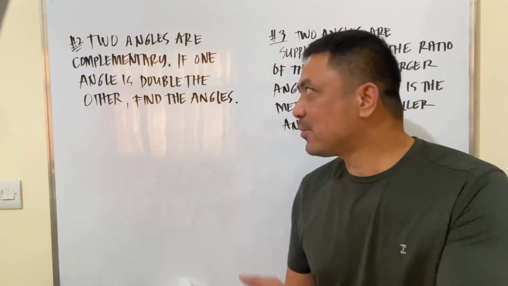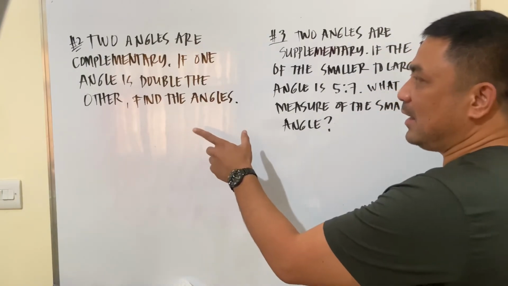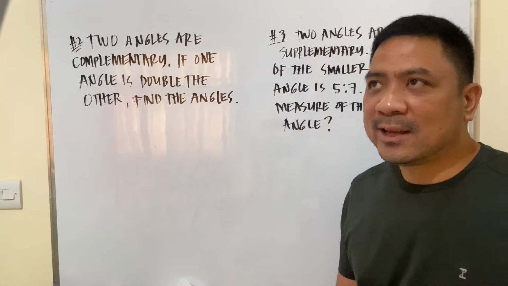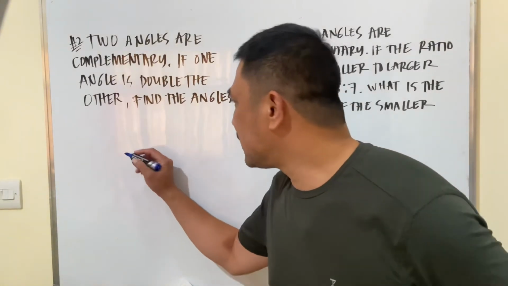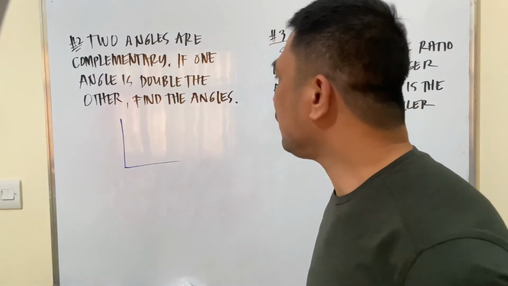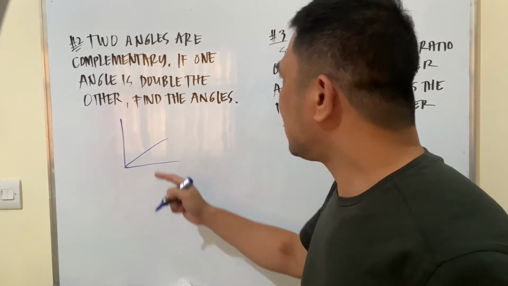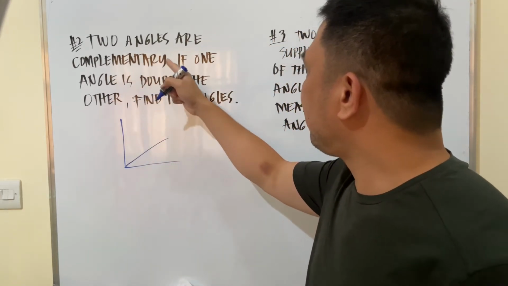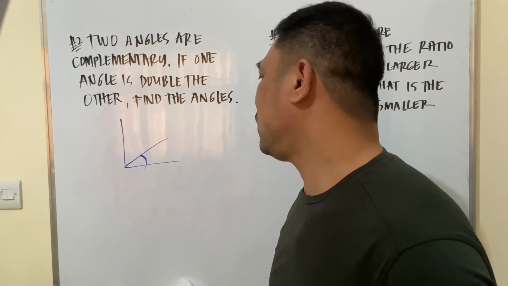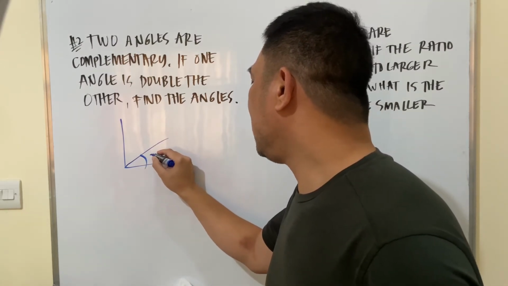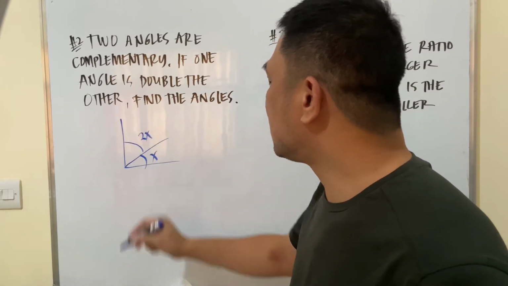So again, let's try number 2 here. Two angles are complementary. So if one angle is double the other, find the angle. So again, complementary angles, their sum is 90 degrees. So say for example, you have this angle here, and it says one angle is double, so that means if we designate this one as x, the other angle there is double, which is 2x.